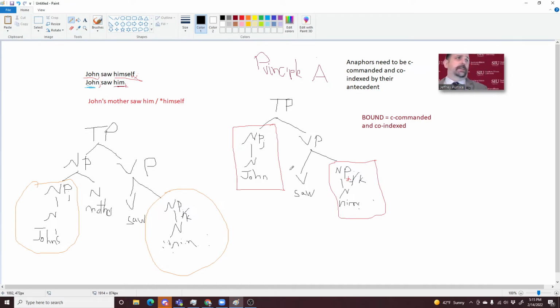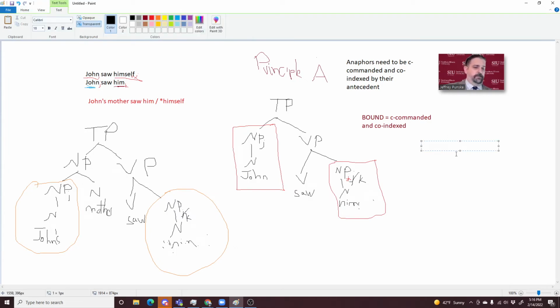If we look at the distribution of these two sentences, John saw him. There, the co-indexation is disallowed. Here, co-indexation is allowed. Well, why is co-indexation allowed in John's mother saw him? Because him isn't bound. It's not C-commanded. We can define this as principle B.